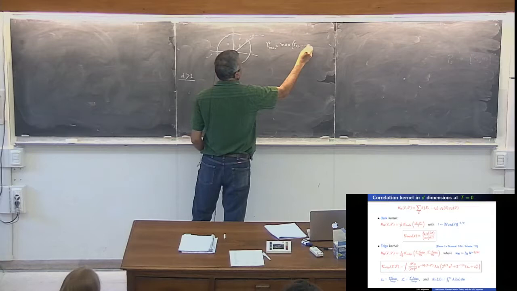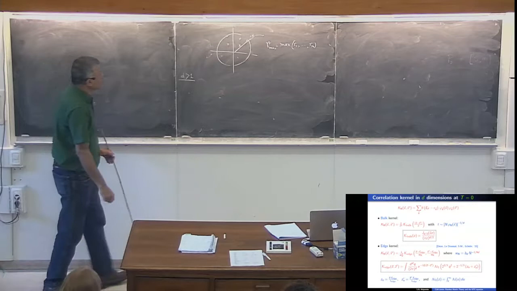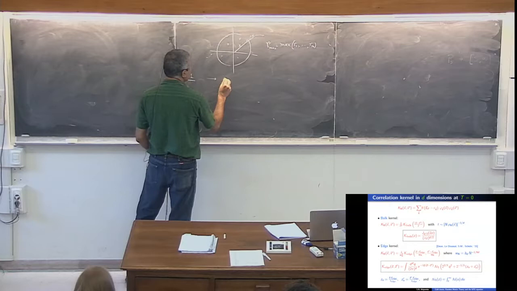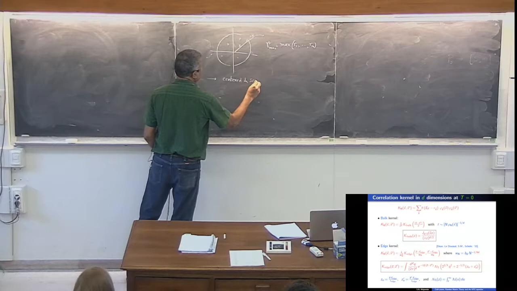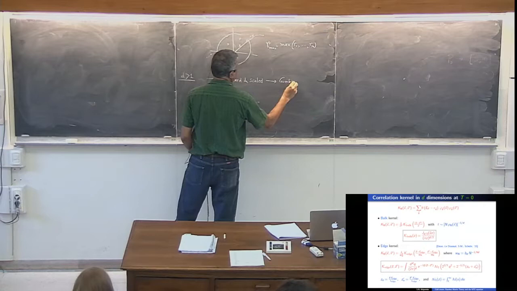And so you can compute that, and for d bigger than 1, what happens is that once you center and scale it, it goes to a Gumbel distribution. For any d bigger than 1, it goes to a Gumbel distribution.